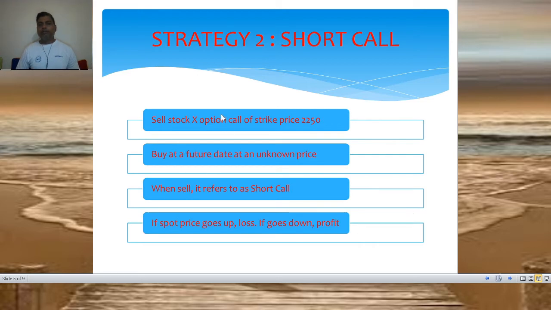Now consider that we sell the call option of a stock X of a strike price 2250. Whenever we sell the call option, we are likely to buy it back at a future date at an unknown price. So when we sell the call option, it is referred to as short call. Now in this scenario, if the spot price goes above the strike price, the seller will make the loss. If the spot price remains below the strike price, the seller will make the profit.